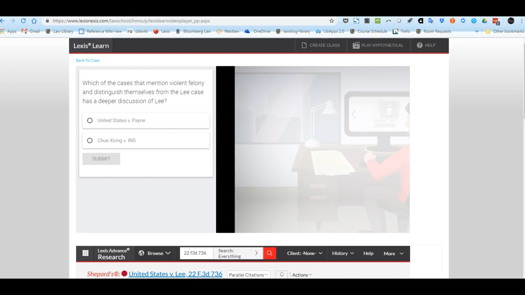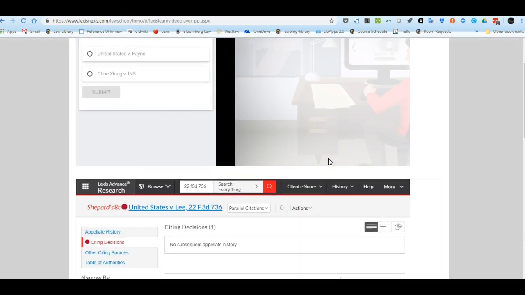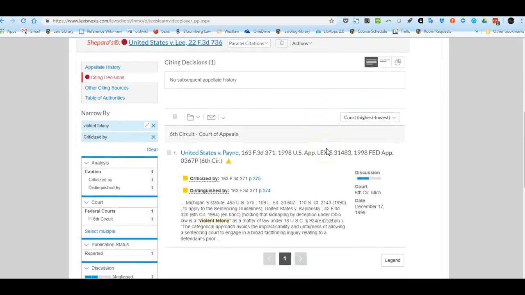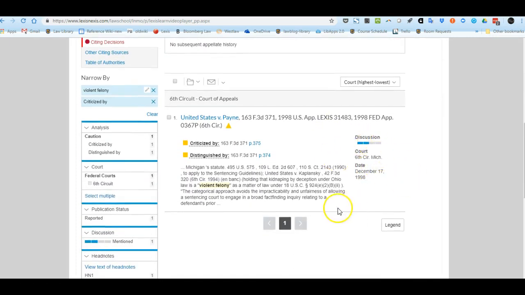Okay, so which of the cases that mention violent felony and distinguish themselves from the Lee case has a deeper discussion of Lee? We really didn't go over discussion levels, but you can see the discussion levels here on the right.